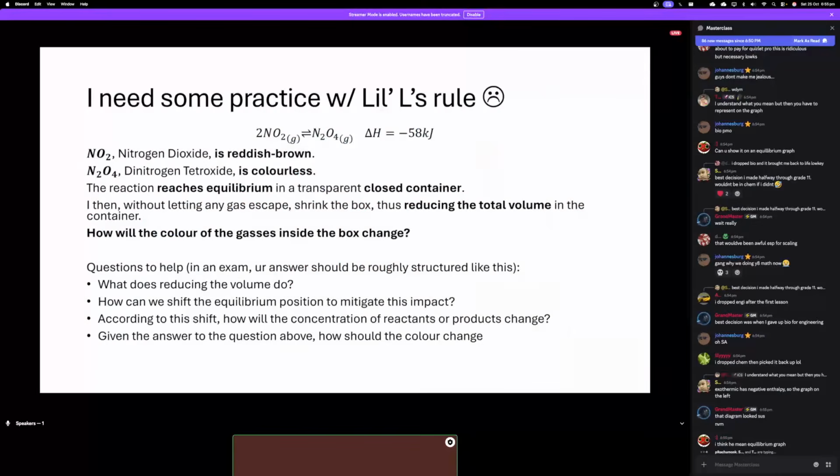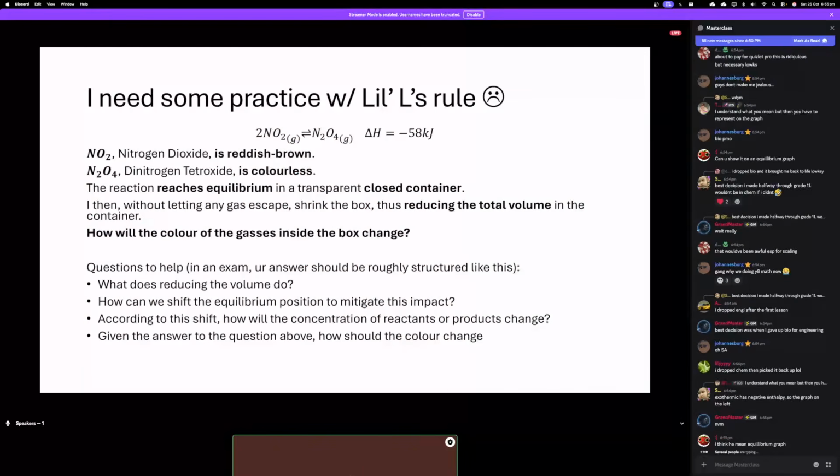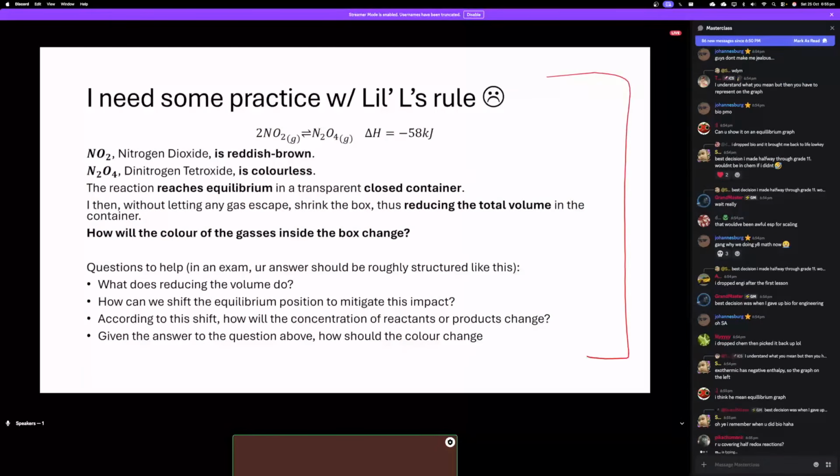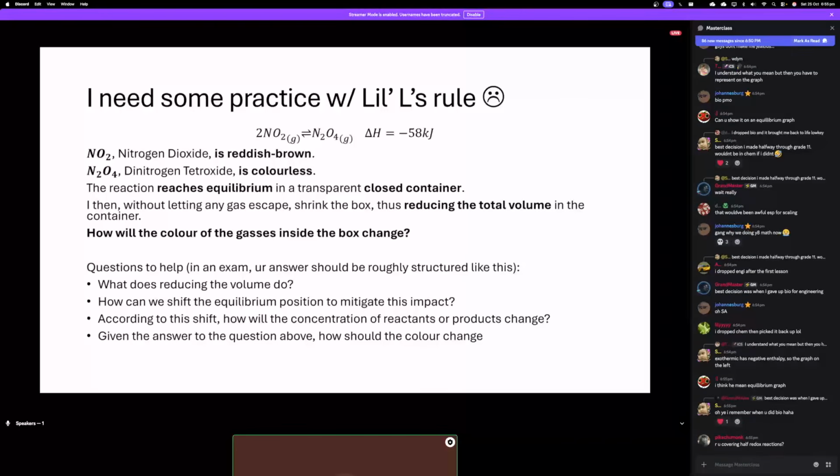So, here is a question. I want you guys to have a go at this. You don't have to type it up. Maybe you can just have a think about it. I'm not expecting typed answers. I do have a typed answer on the next slide that I'm just going to go through.